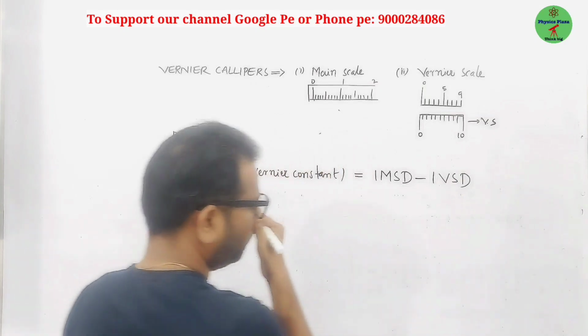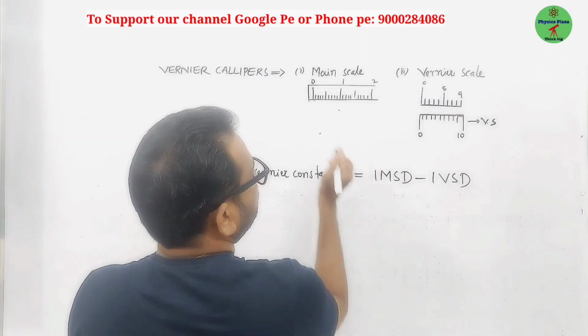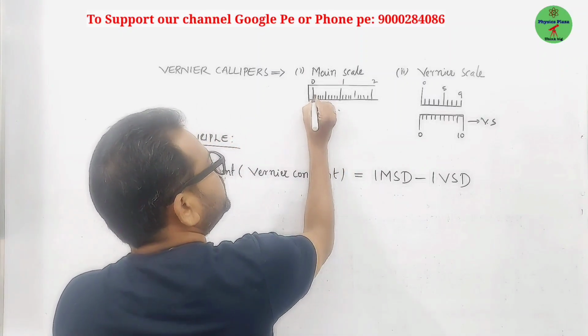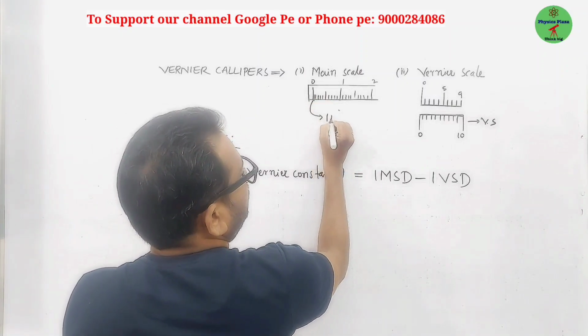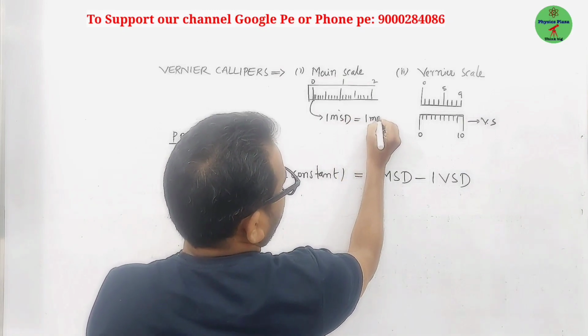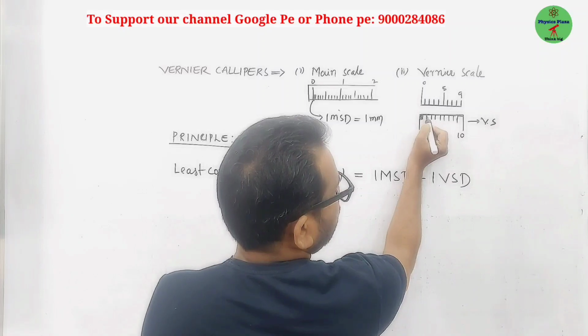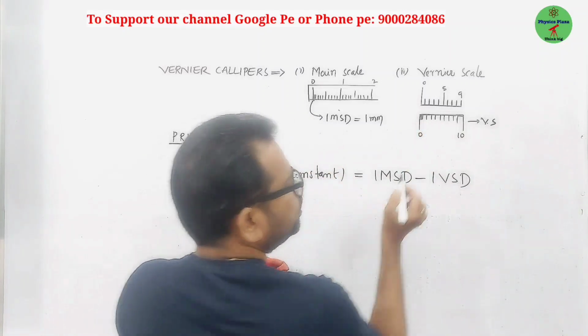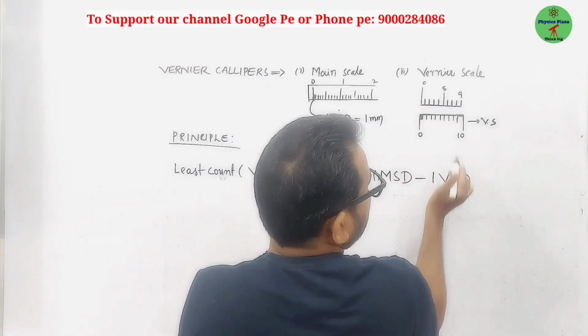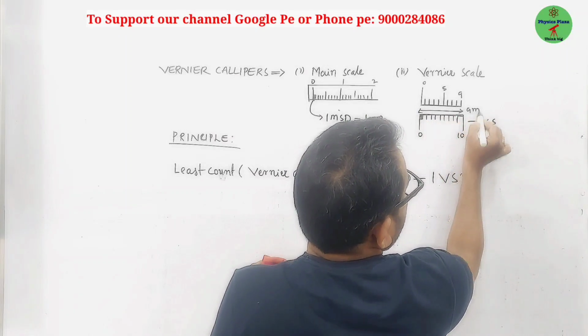Now here you should understand what is 1 MSD and what is 1 VSD. 1 MSD is actually this one division. So this one division is called 1 MSD. It is equal to 1 millimeter. Now, VSD means what actually? Each one of these is 1 VSD. But how to calculate this VSD? This total length is how much? 9 millimeters, right?